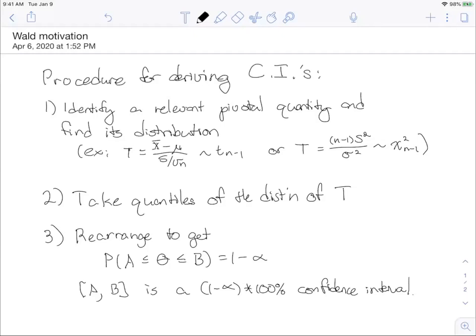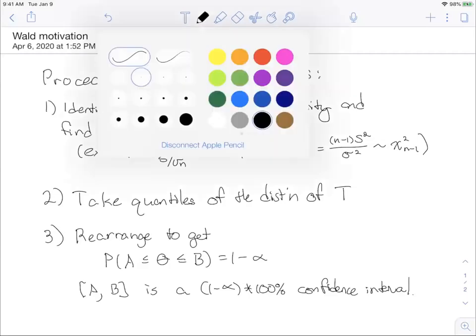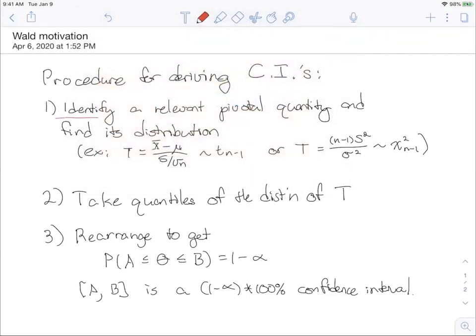So this is the basic procedure for deriving confidence intervals, and this is not going to change. The problem is that this first step is really hard. Finding a relevant pivotal quantity is actually not so hard. It's easy to make one up; almost always something of the form of a T statistic will work. But the challenge is that it's not always easy, or even possible, to find its distribution. And you need its distribution in order to take quantiles in step 2 and move forward with the confidence interval. So really, this part is hard and not even always possible.